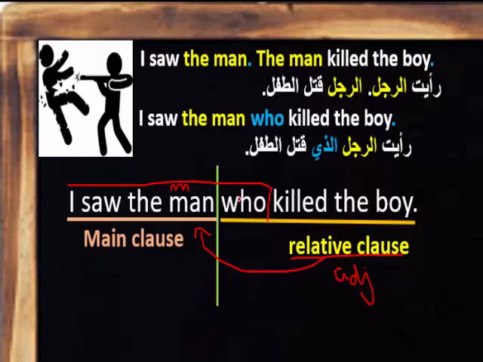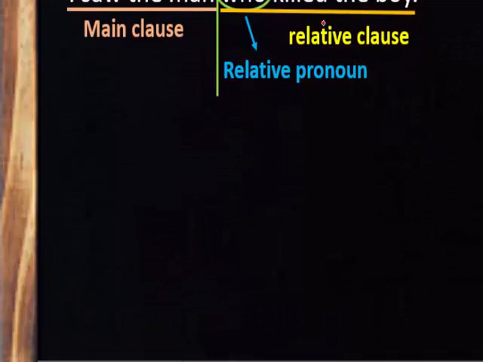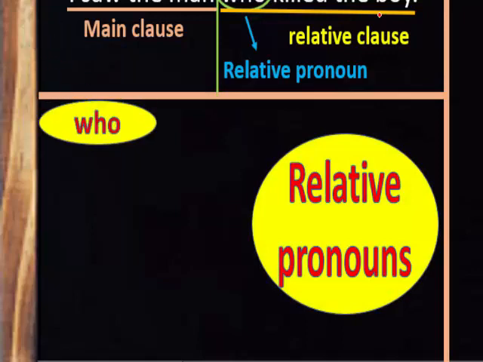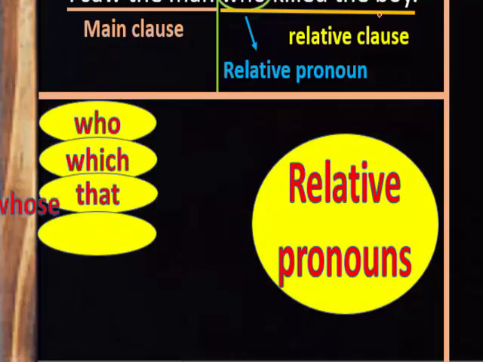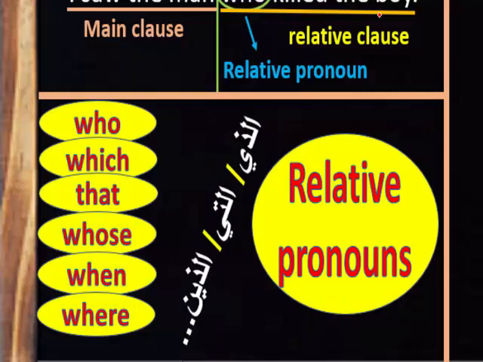So all the time, the adjective talks about the noun, because here the adjective talks about the man that we have here. And the last part is the who, which is the relative pronoun. Okay, so I saw the man who killed the boy. And this is what we're going to talk about today, relative pronouns: who, which, that, whose, when, and where. In Arabic, they are very easy, like what we have, الذي, التي, الذين, اللواتي, and so on.